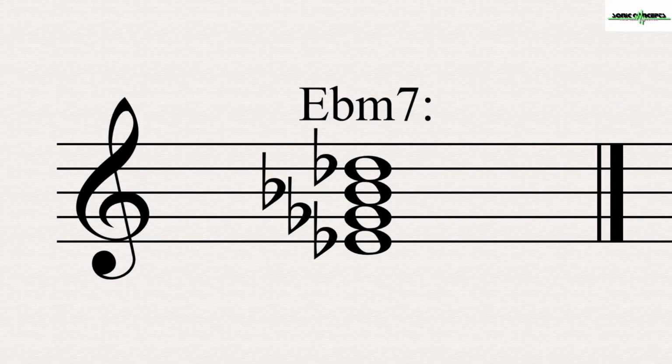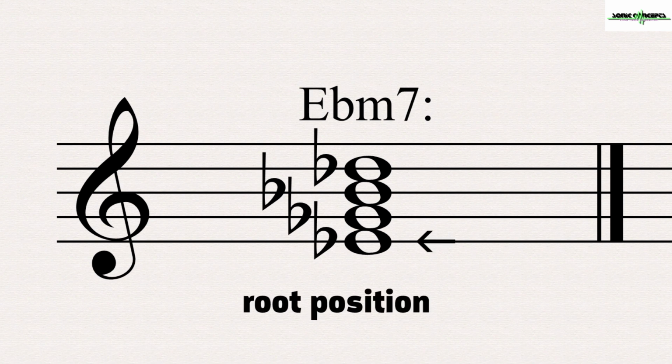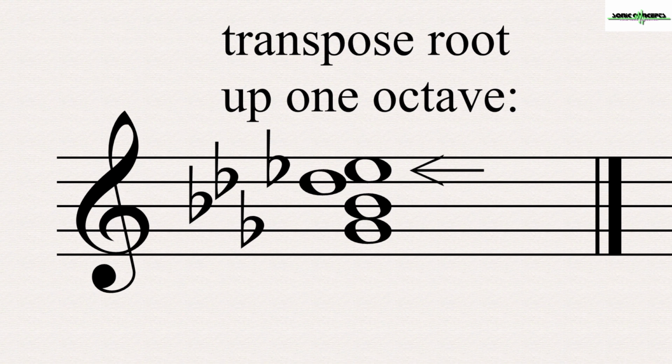Seventh chords have inversions as well. Let's look at E-flat minor 7th as an example. Here is the chord in root position. If we take the root and transpose it up one octave, leaving the third, fifth, and seventh where they are, we get first inversion. Notice that the third is now the lowest note.